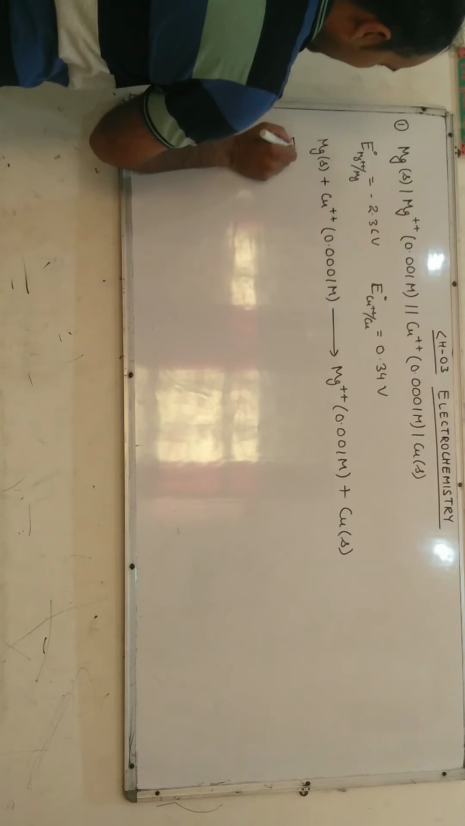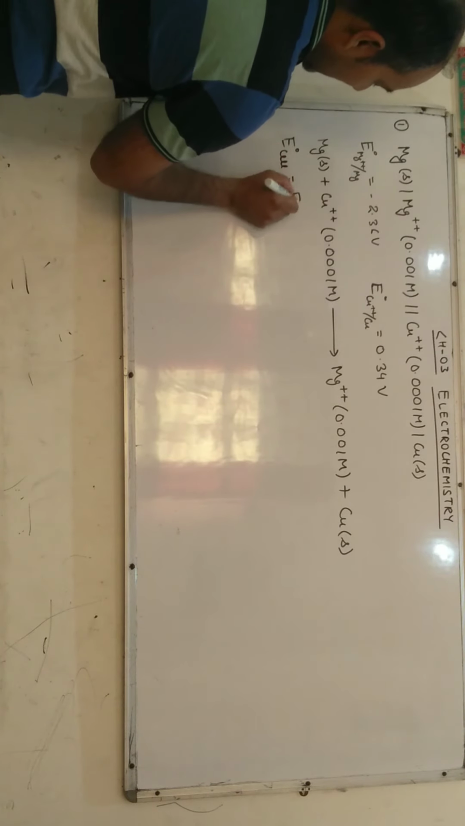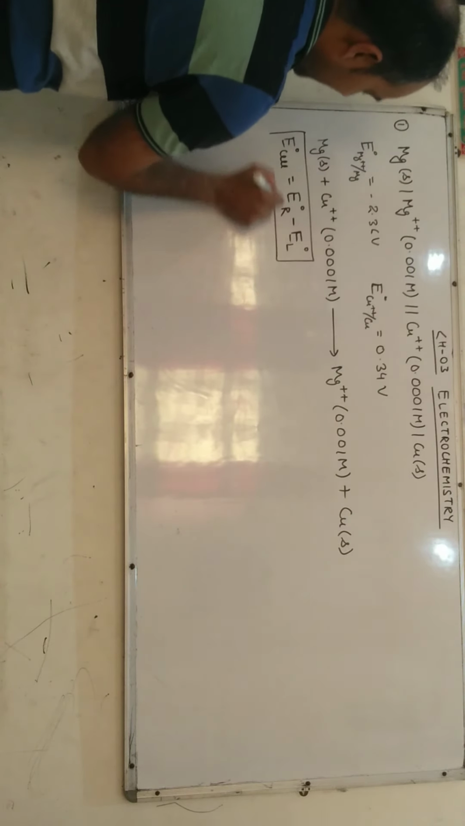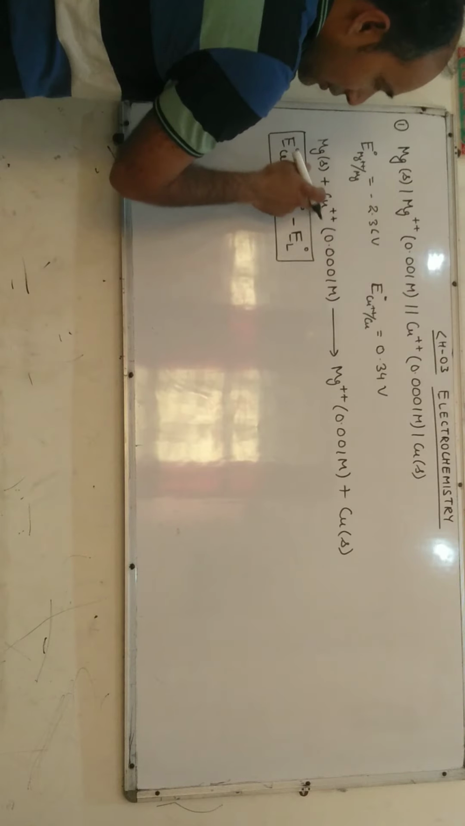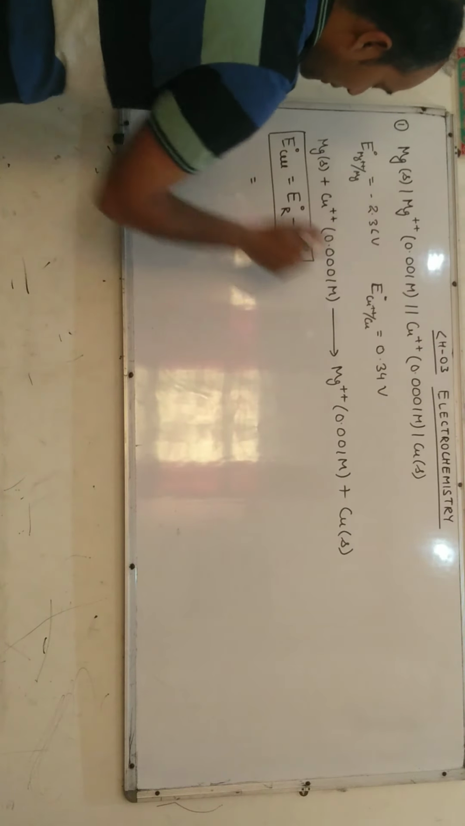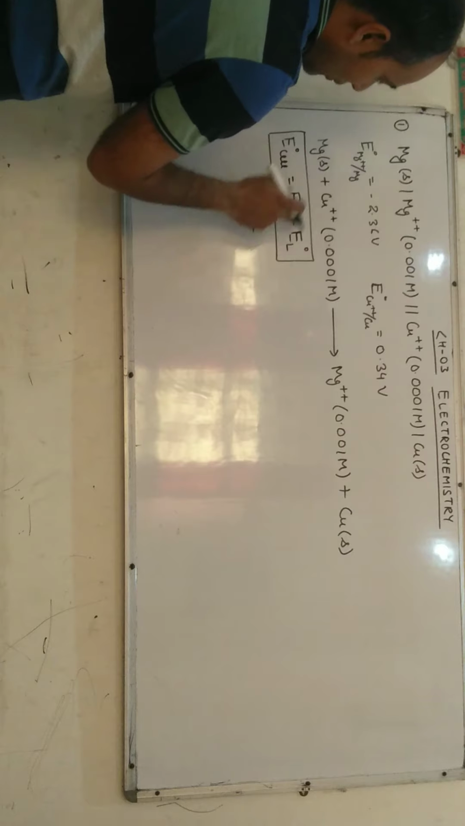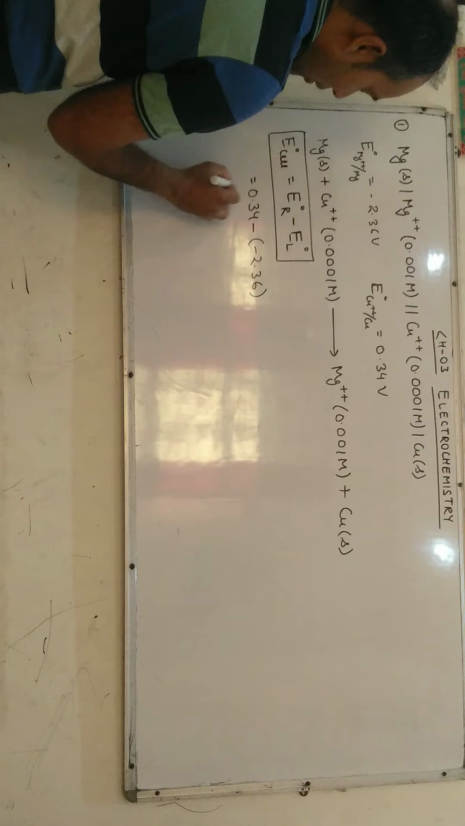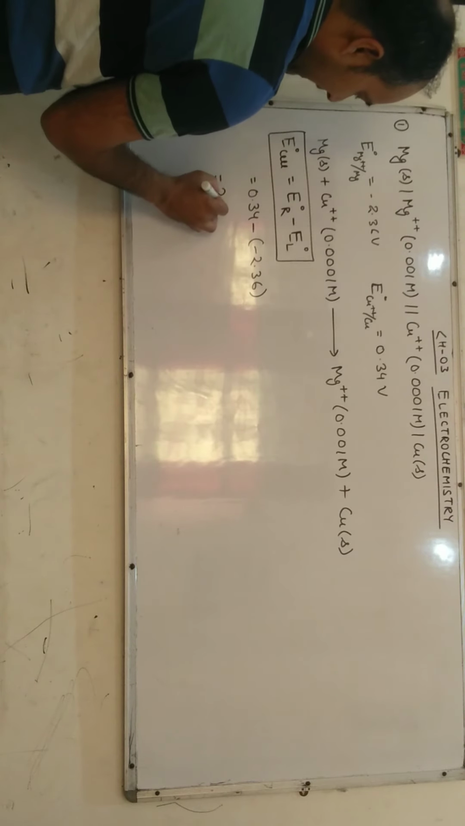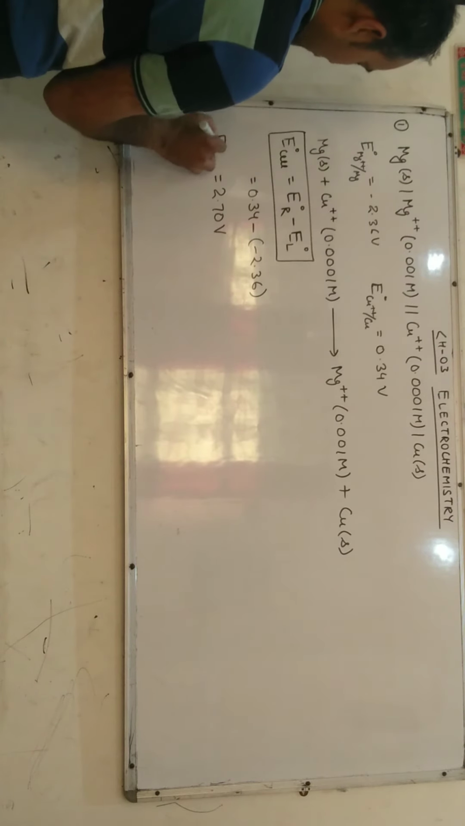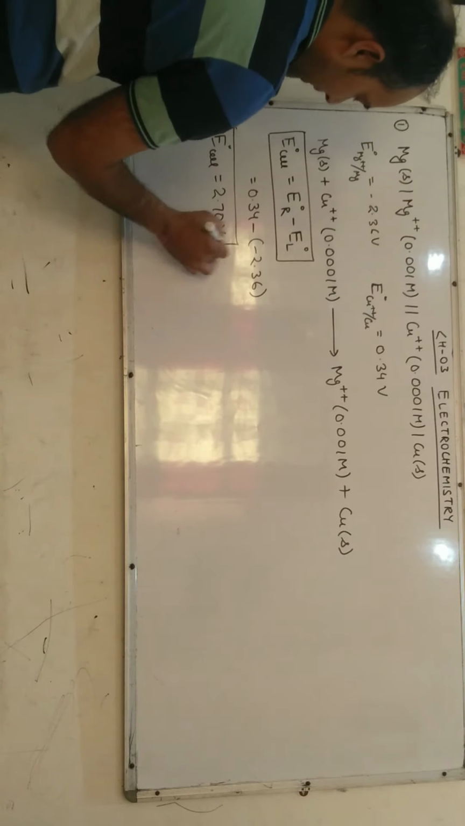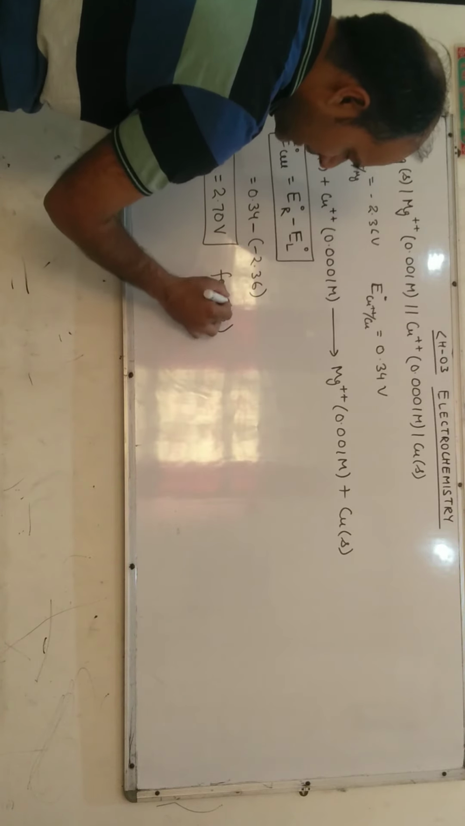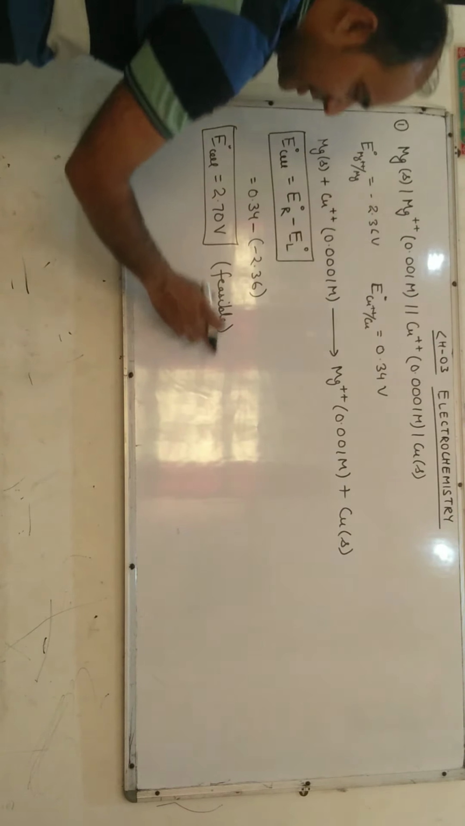Now first we calculate E naught cell. E naught cell is calculated with the help of the formula E naught reduction minus E naught oxidation. Here one thing must be noted: reduction of copper takes place, so its reduction potential is 0.34 volt, and oxidation of magnesium takes place, its value is minus 2.36 volt. On solving this we get 2.70 volt. The value of E naught cell comes out to be 2.70 volt, which is positive. Since E naught cell is positive, the reaction is feasible.